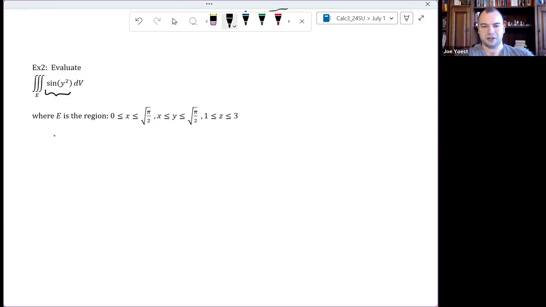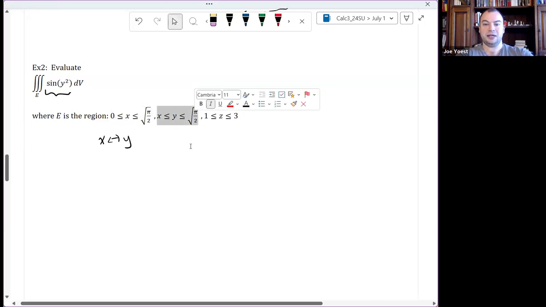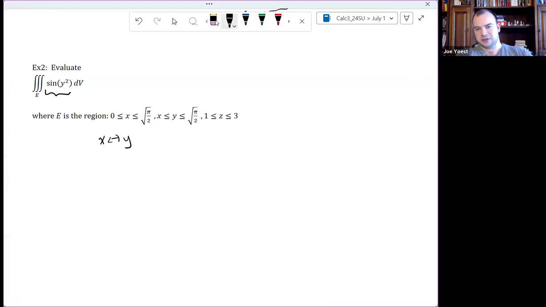Okay, so my goal is to interchange x and y, the order. In other words, I want to find bounds on x that depend on y, and bounds on y that are independent of x or z. So that's my goal here.